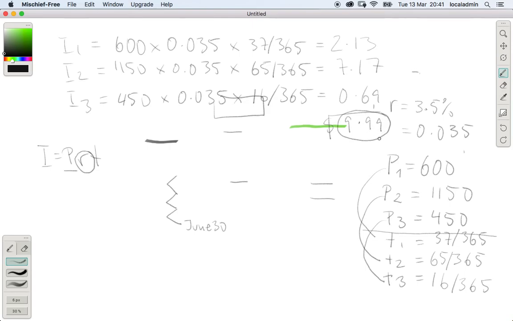So we get $9.99 in interest. However, now we need to add that to the final balance, which is $450, because the bank account wasn't empty. So we had already $450 in there, and we add our $9.99, which happens to be $459.99, which is our final answer.